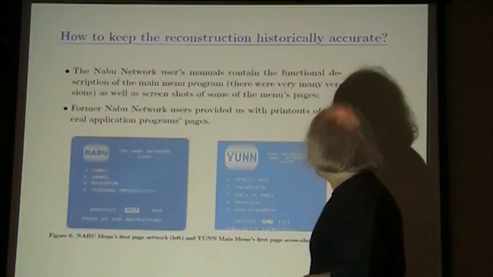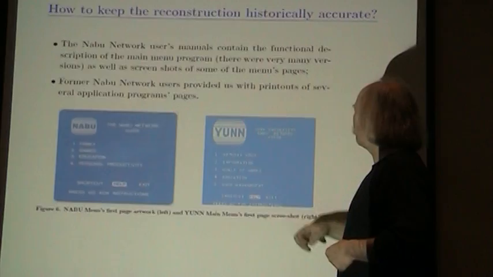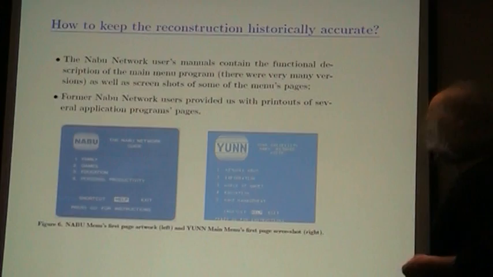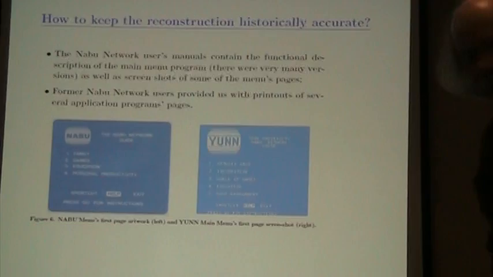So this is our reconstructed thing. The only difference is that instead of NABU, we have UN, which is the York University NABU Network Guide, rather than the NABU Network Guide. And these are the categories that we implemented. So we used every single bit of information that we could get.